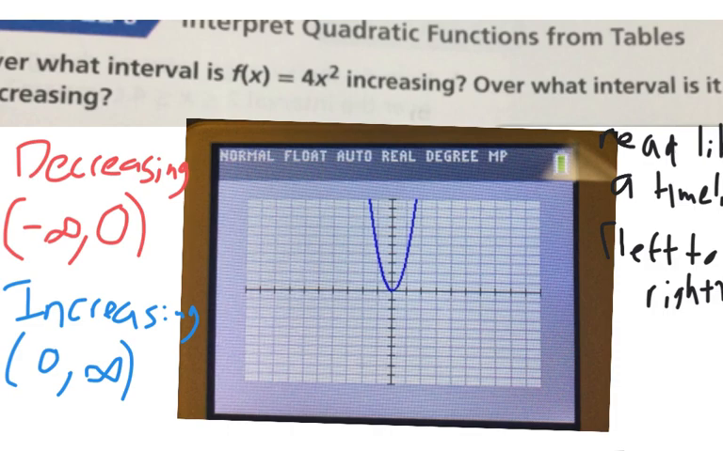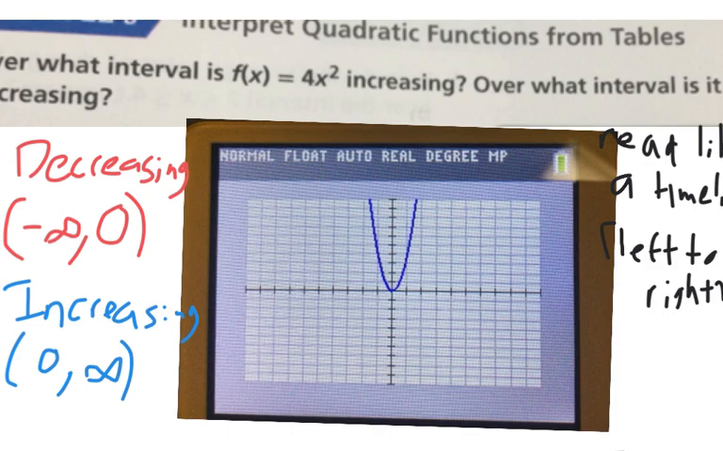Parabolas will always do both, and they stop doing it at the vertex. This was going down until it hit rock bottom. This is the minimum. It decreased until the minimum, and then it started increasing forever.